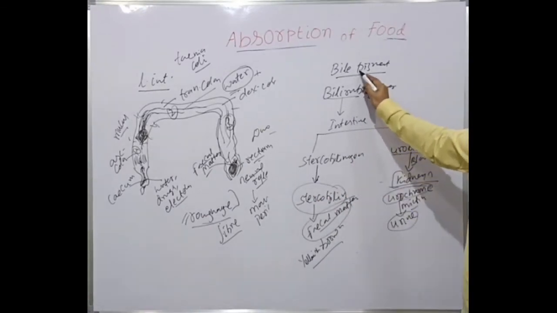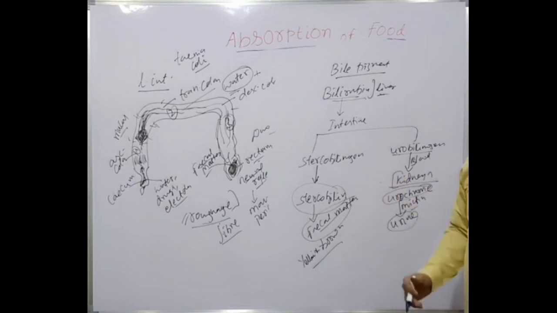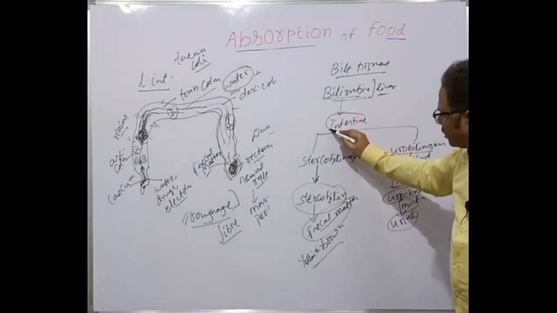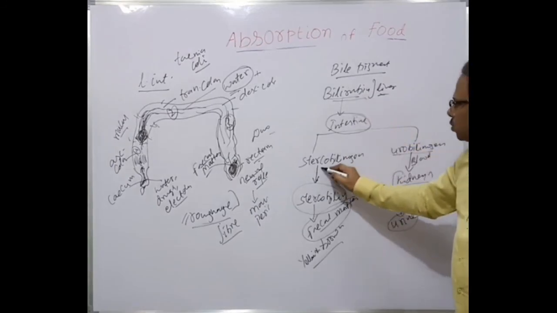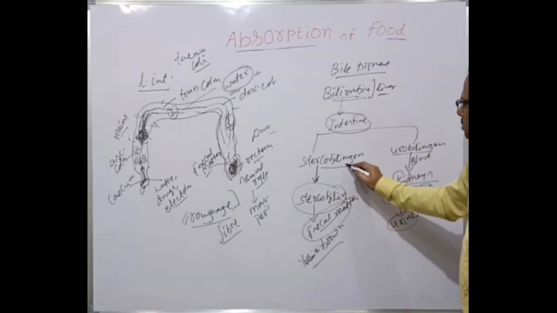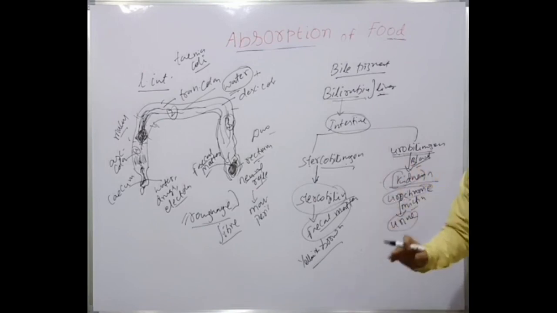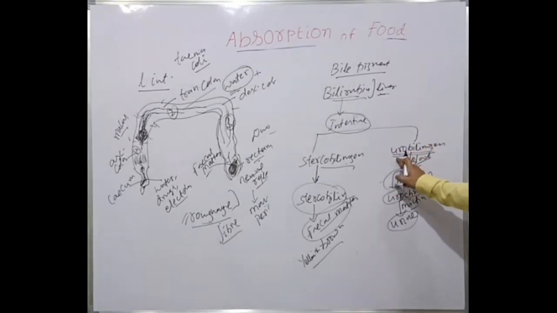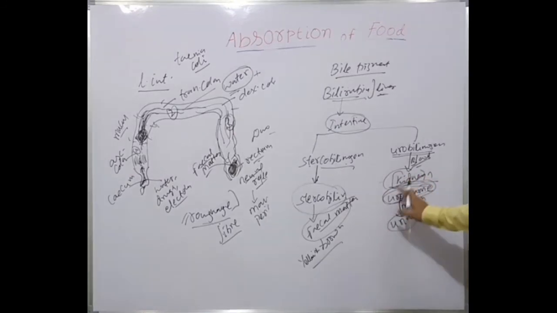So the bile pigment bilirubin, which is formed in the liver, reaches the intestine through the bile juice. In the intestine, the bilirubin is converted into two pigments: one is stercobilinogen, the other is urobilinogen. The urobilinogen reaches the kidneys through the blood. The kidneys filter the urobilinogen and convert it into urochrome. Urochrome is released in the urine through micturition.